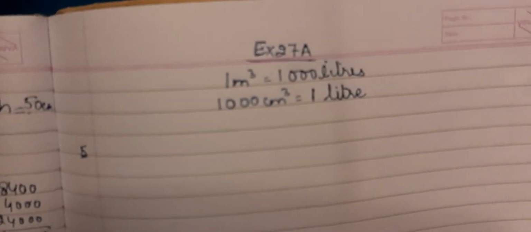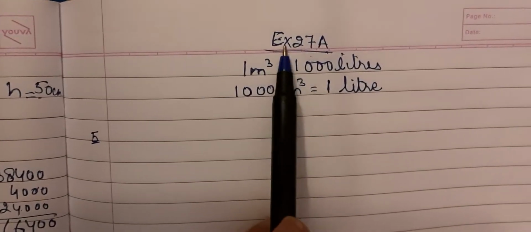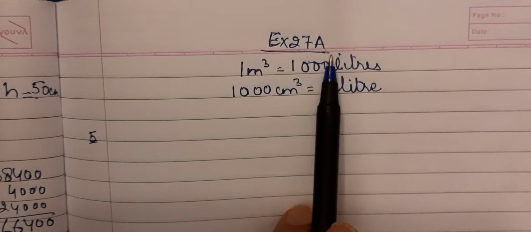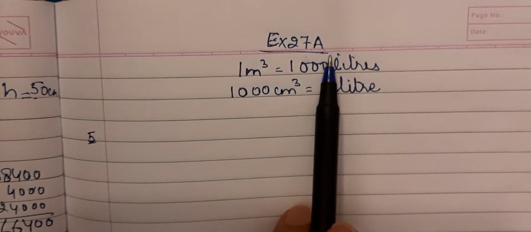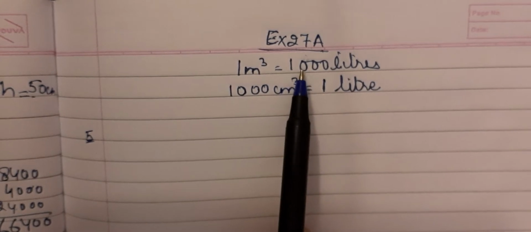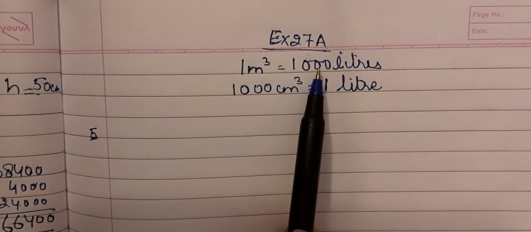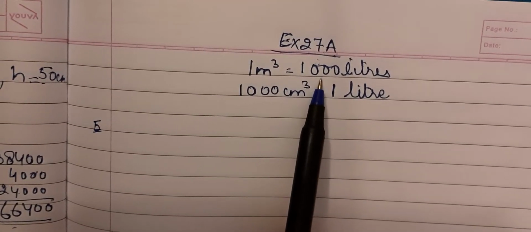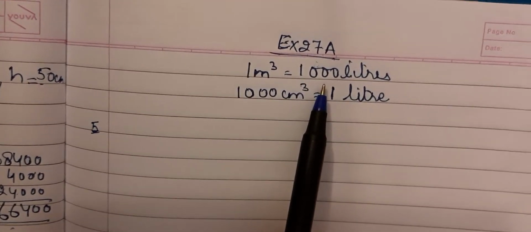Good morning children. This is the second video of your chapter, Volume and Surface Area of Solids, and I had started in the first video Exercise 27A, and I explained to you all the formulae regarding the cube as well as the cuboid to find the total surface area, the lateral surface area, and the volume. In the first video I gave you all the formulae for the cube as well as the cuboid.